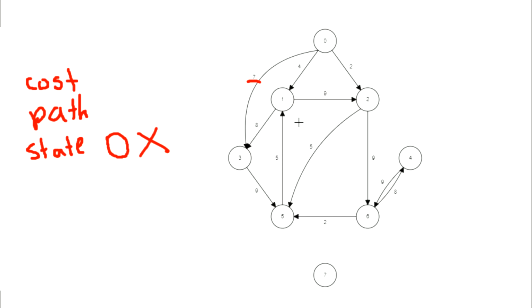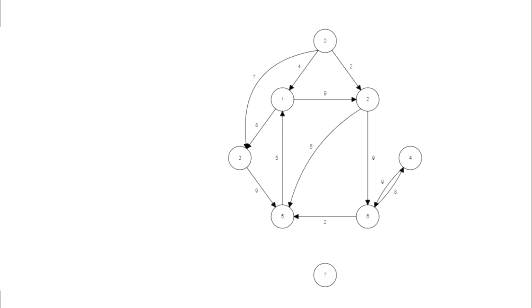So initially, the first step is I want to initialize all the vertices to a cost of infinity and a path of null or -1, right? And the state of all the vertices is going to be unvisited, all right? So just keep that in mind. And the first step is we need to decide the start node. Which one is the start node? In my case, the start node is going to be 0. So I'm going to mark this as visited.